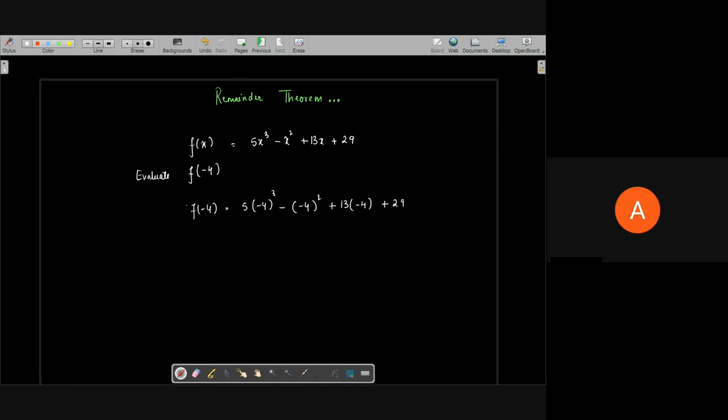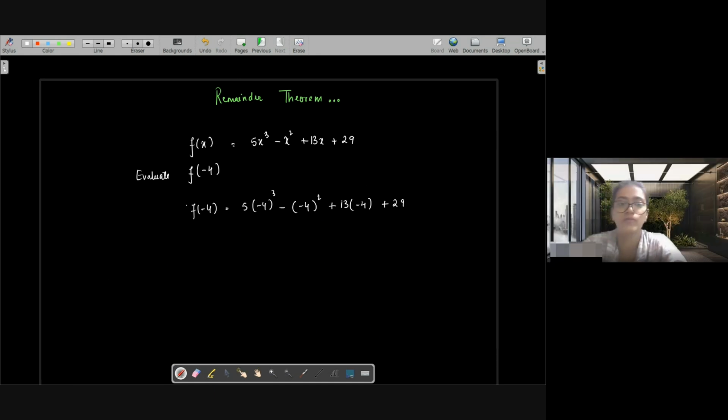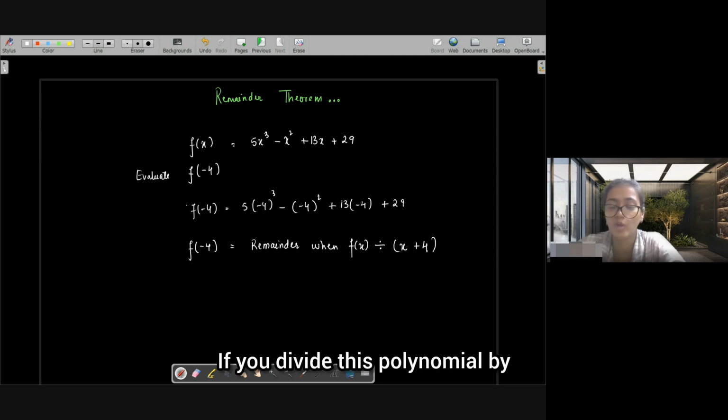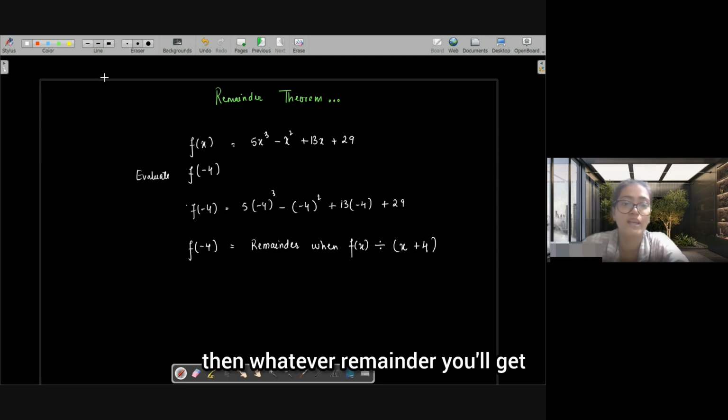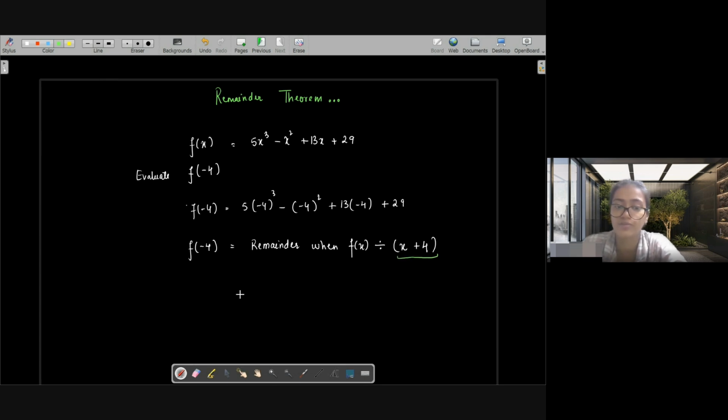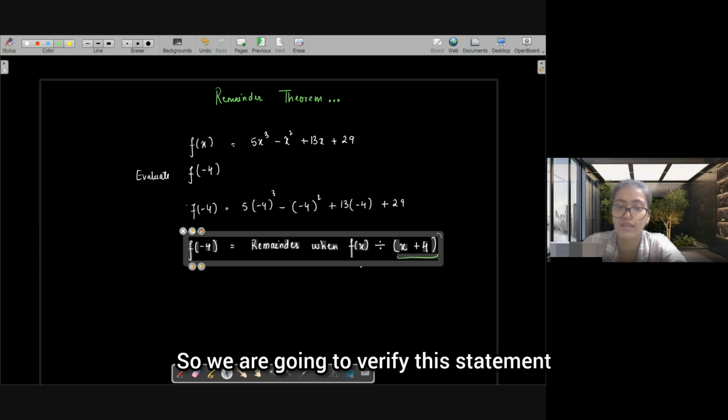But if you know the remainder theorem, then the remainder theorem says that f of -4 will actually give us the remainder when f of x is divided by x plus 4. If you divide this polynomial by x plus 4, then whatever remainder you'll get, that will be the value of the function. Okay, so we are going to verify this statement.